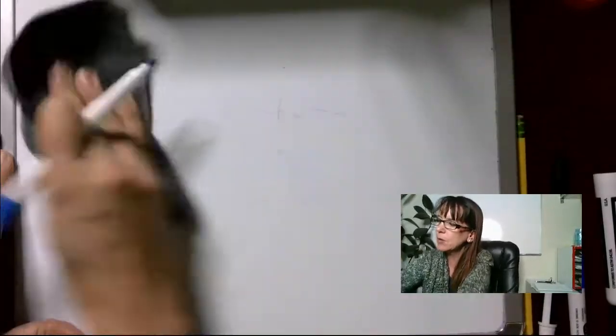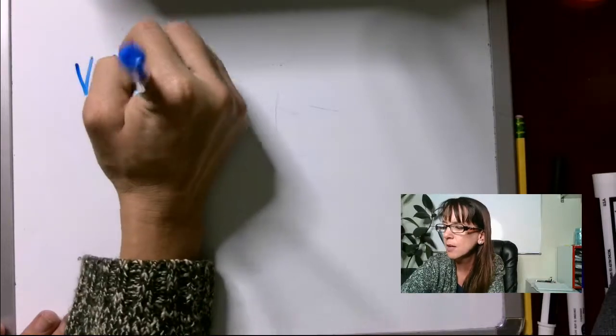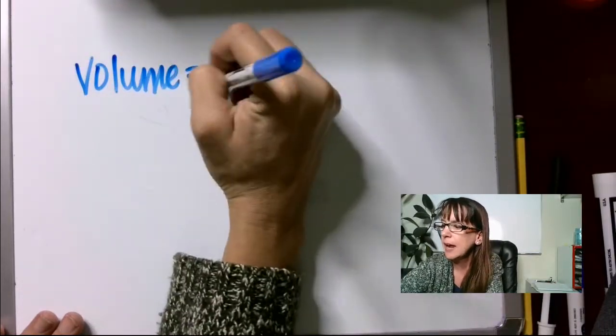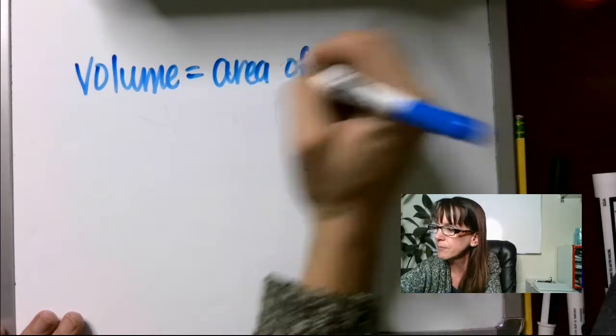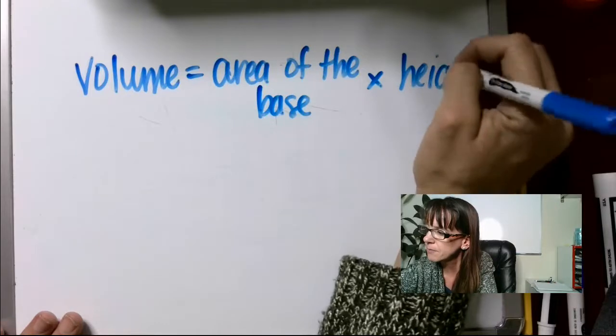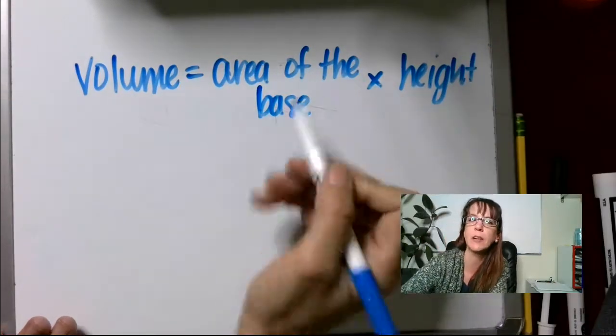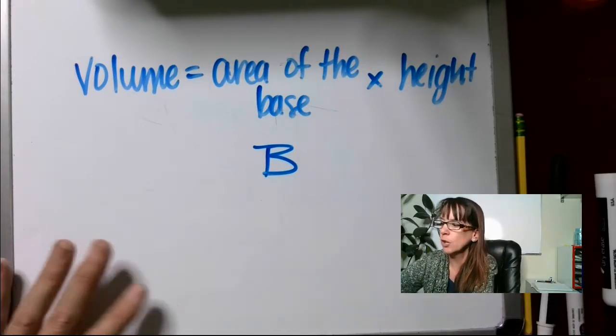But if you take anything away from today, I want you to take away in your notes, volume equals area of the base times height. We often abbreviate area of the base with a capital B, just FYI. So if you see that, it's different than a lowercase b.